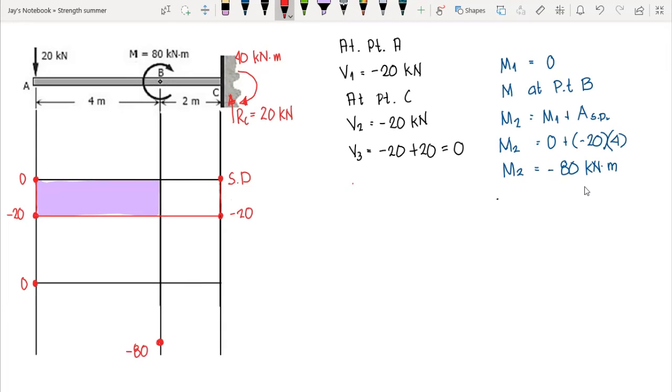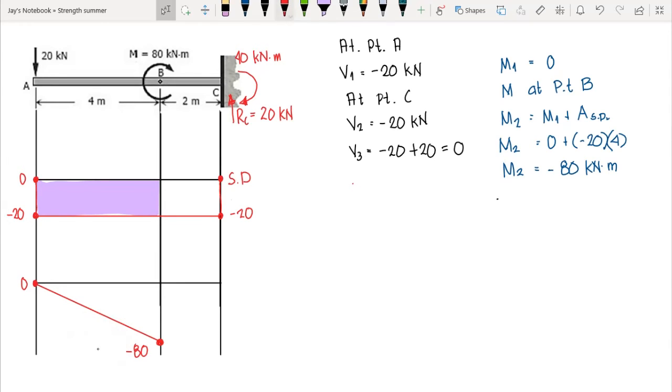Since again, our shear diagram is in 0 degree, our moment diagram should be in the first degree. So therefore it is just an inclined line having a constant slope. And then we have this our moment diagram from A to B.